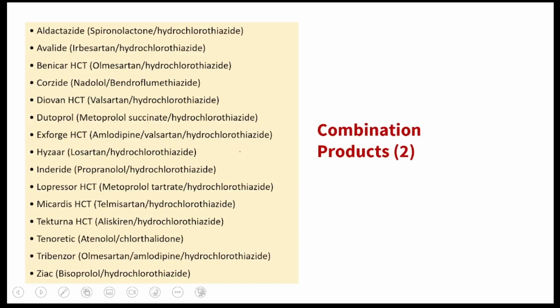Okay, here we have a list of medications for combination therapy. Maybe we can read it in our free time, when you have time. For example, we have spironolactone with hydrochlorothiazide, irbesartan hydrochlorothiazide, olmesartan hydrochlorothiazide, and we have Diovan, for example, valsartan hydrochlorothiazide. This is a combination between the listed medications.